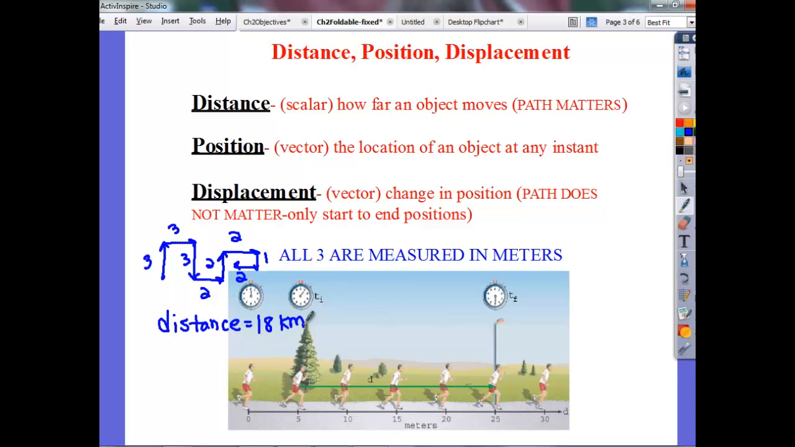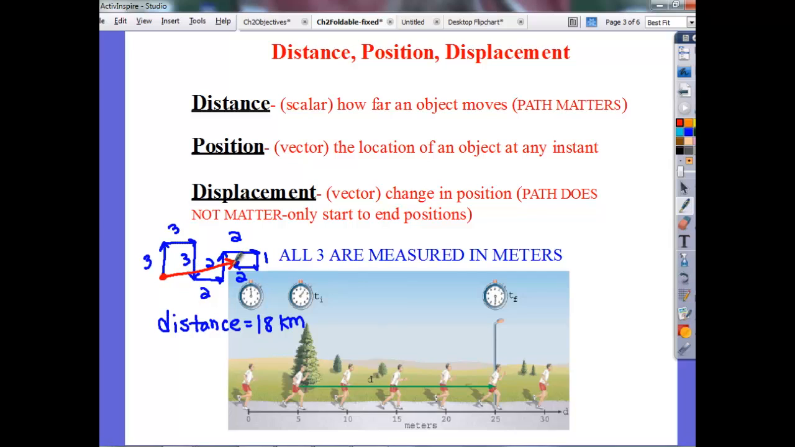The difference between position and displacement is that position is always from the origin. Displacement is between any 2 points. So if I wanted to look at the position of this object, I have to start at the origin and go to the end.